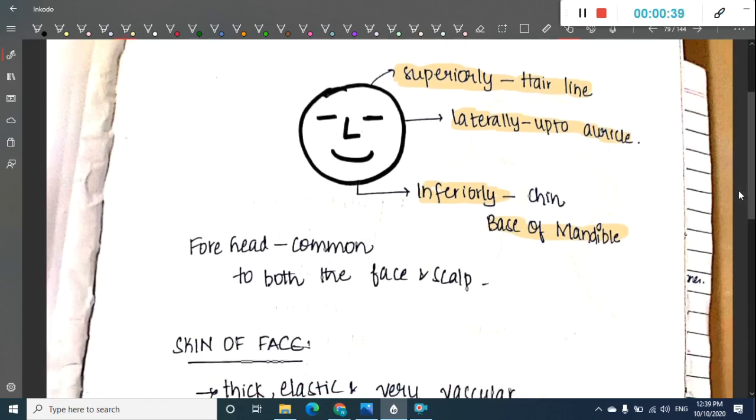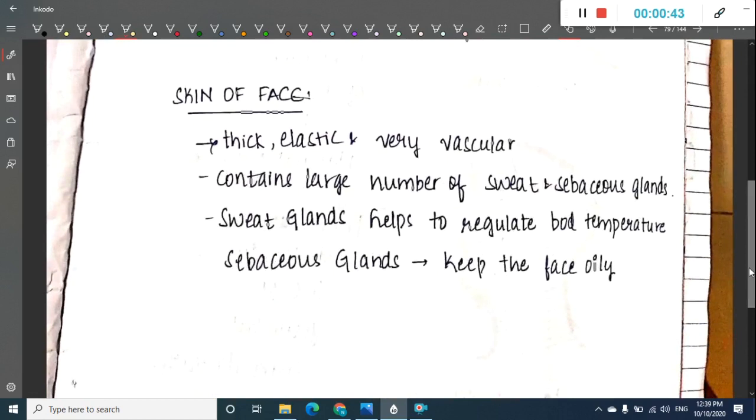And the forehead is the common part to both face and scalp. So we will see the skin of the face. The skin of the face is very thick, elastic and very vascular.